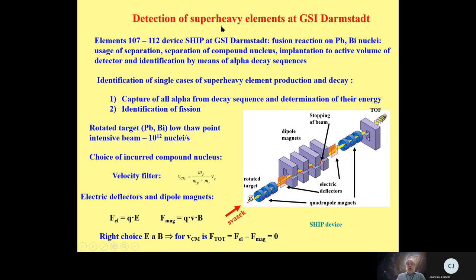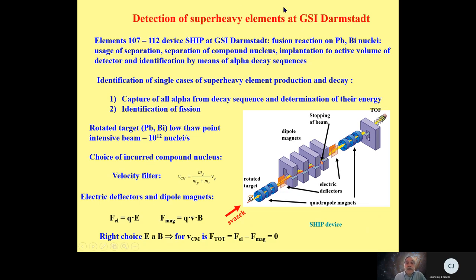Okay. If you want to detect a super heavy element, which you produced only in one piece or a few pieces, it is necessary to capture all of the alphas from the decay sequences. That means it is necessary to detect all alpha particles. And for detection of alpha, which are heavy charged particles, you also need to measure the energy of this alpha. That means it is necessary to detect all these alphas.